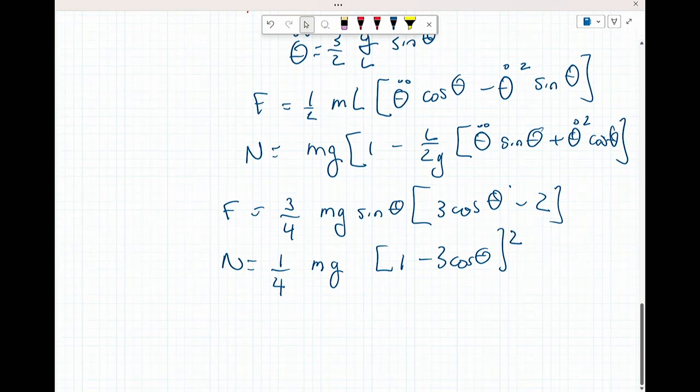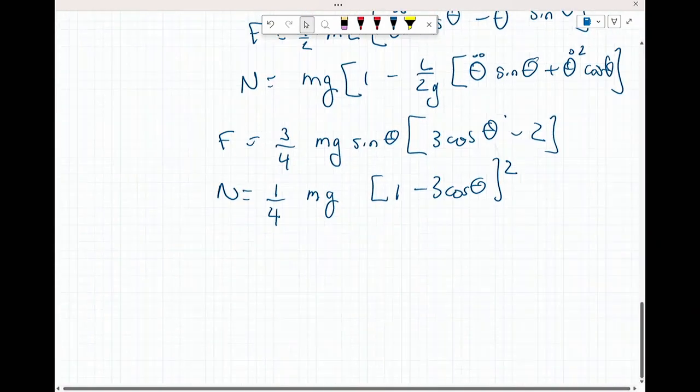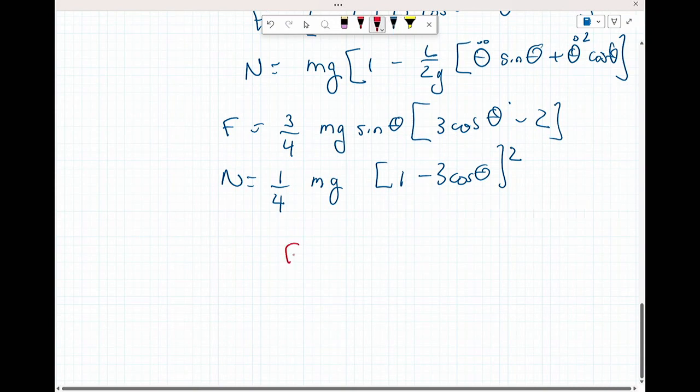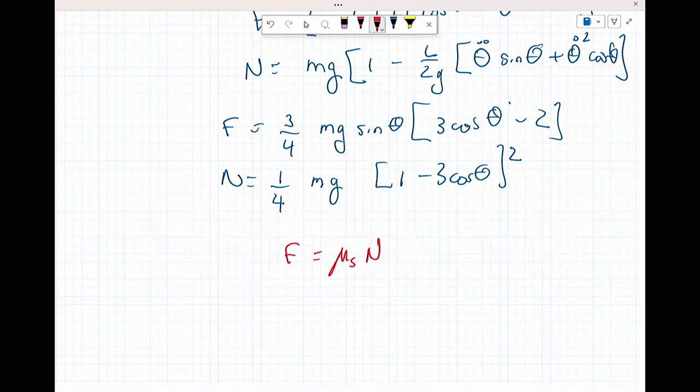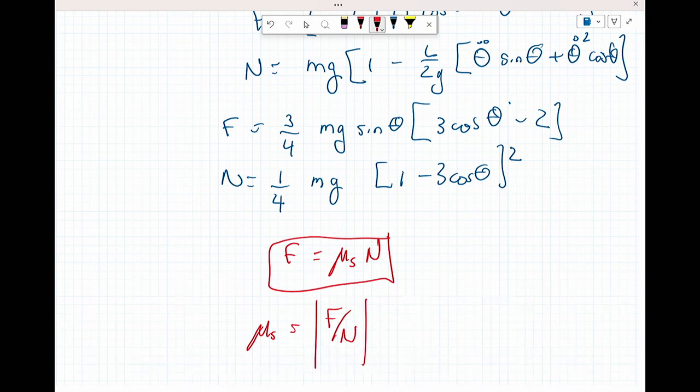So now I have a value for the friction force and a value for the normal force, everything in terms of theta. Similar sorts of terms are appearing: mg, everything else works. But what I also know is that friction is mu sub s times N for all of this to be true, which means mu sub s equals F over N. And I'm going to look only at the magnitude, because then I have something easier to deal with. It also allows me to have negative forces; it doesn't matter what direction things are happening.